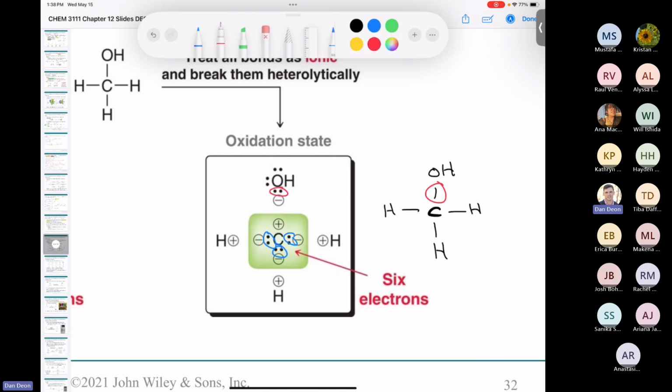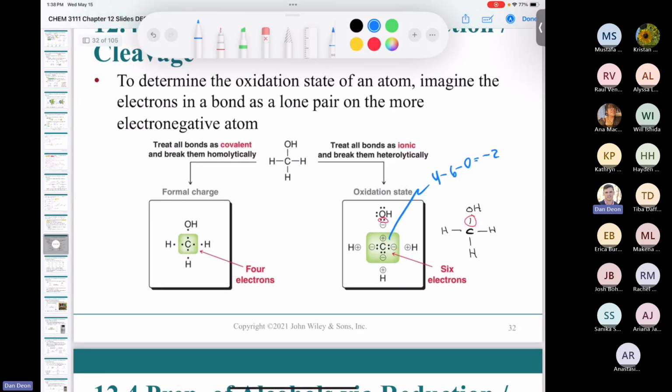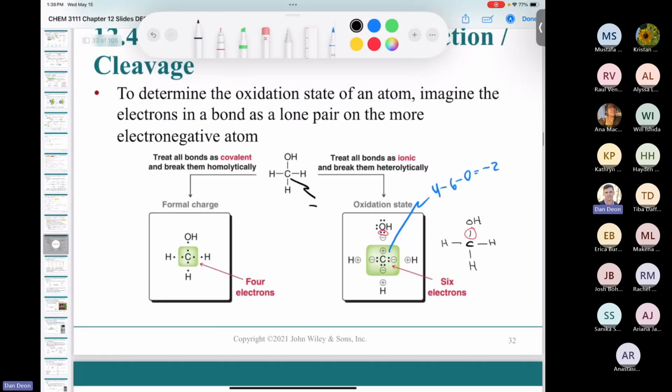So now you do the same darn old treatment you always do. You say 4 valence electrons minus 6 dots minus 0 sticks gives you -2. And so that tells you that the oxidation state of the carbon, so we'll put here oxidation state, is -2. Yes, the formal charge is 0. It has no formal charge, but its oxidation state is -2. All right, now, are you going to have to practice this? Of course, you're going to have to practice this.